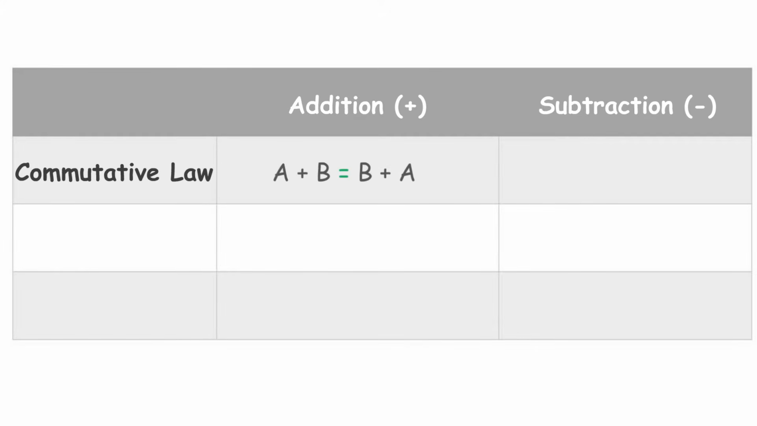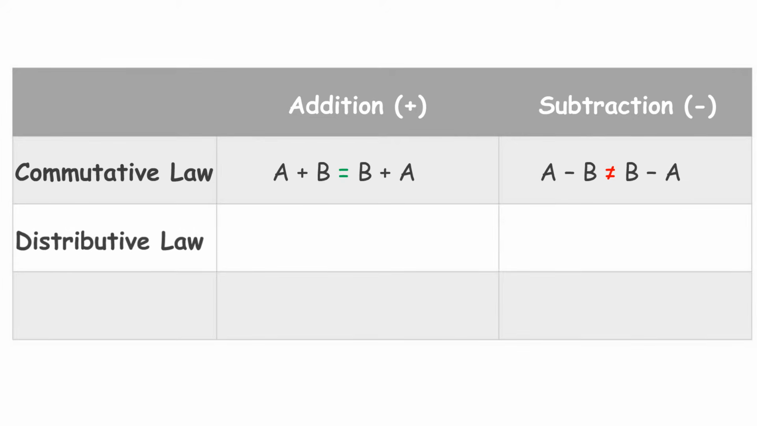The laws for addition and subtraction of matrices. Addition of matrices obeys the commutative law: A plus B equals B plus A, but subtraction of matrices does not obey the commutative law. A minus B does not equal B minus A.